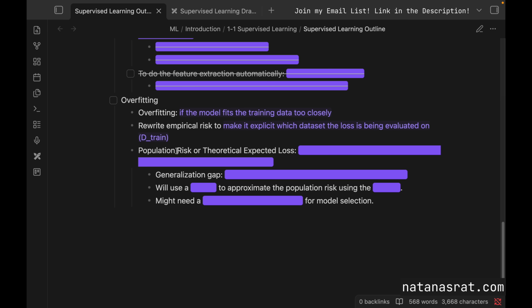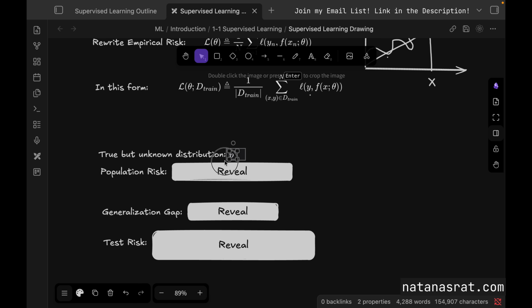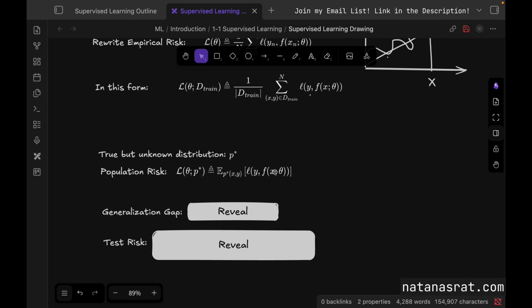Let's talk about the population risk or the theoretical expected loss. When we say empirical risk versus population risk, if we are evaluating the loss for our training set, we are talking about empirical risk. But if we had the theoretical underlying distribution that we don't have, then that is our population risk, which we could have got if we had every possible data item in our dataset. That we will call P star. So the population risk in this case, we will denote it like this. The generalization gap is the difference in the two losses, the empirical risk and the population risk.